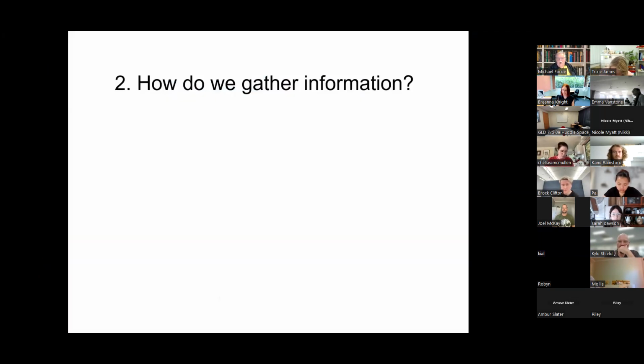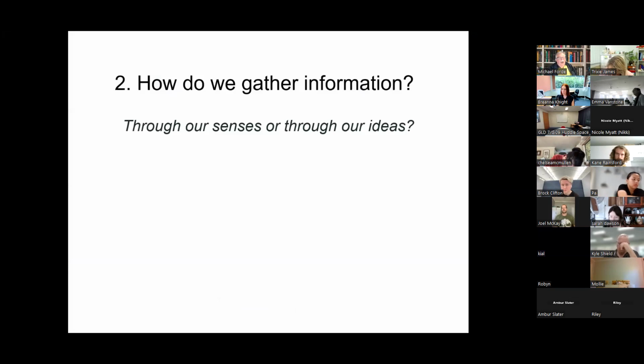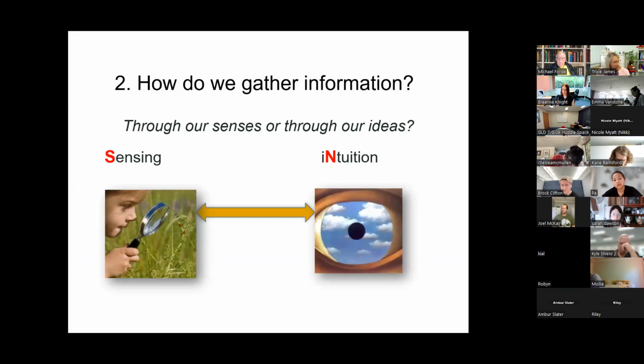Our next one is how we gather information. So, do we gather it through our senses or through our ideas? I'll explain these a bit further in a sec, but just from this brief definition, do you think sensing or intuition?